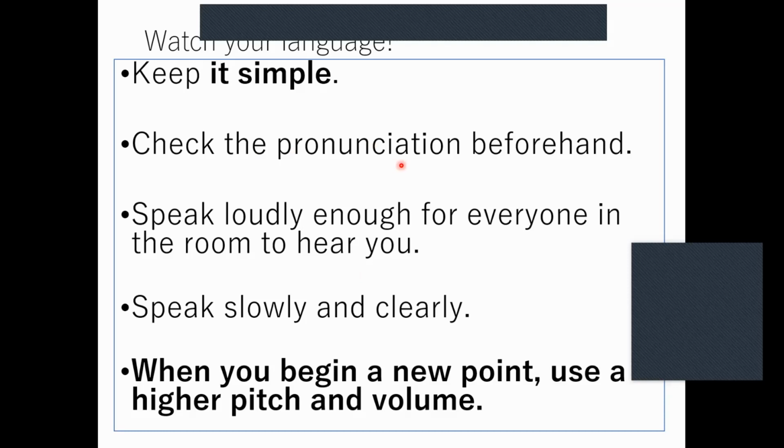Then check the pronunciation beforehand. You must check the pronunciation earlier because if it is in English or another language which is not your native language, you must have some difficulties in pronunciation of some words. But nowadays you can check it on the internet, in Google as well. So just check how to pronounce that, and then use that pronunciation perfectly. Speak loudly enough for everyone in the room to hear you.